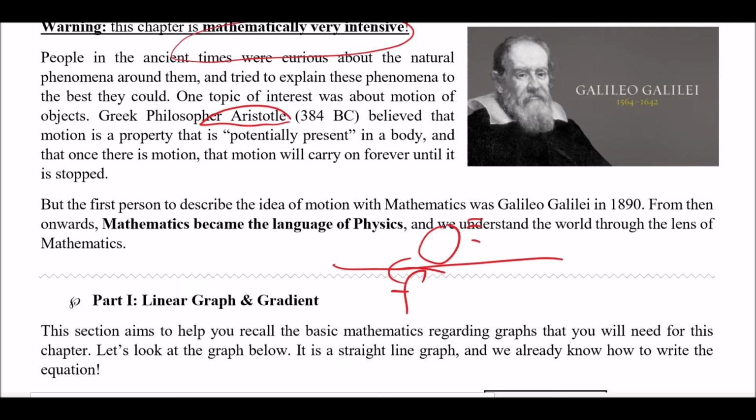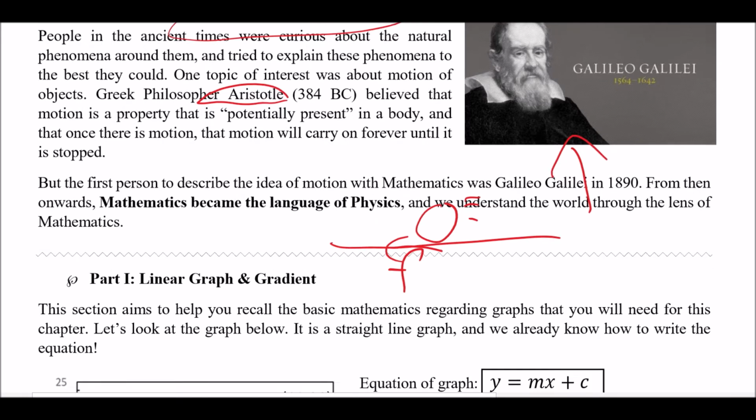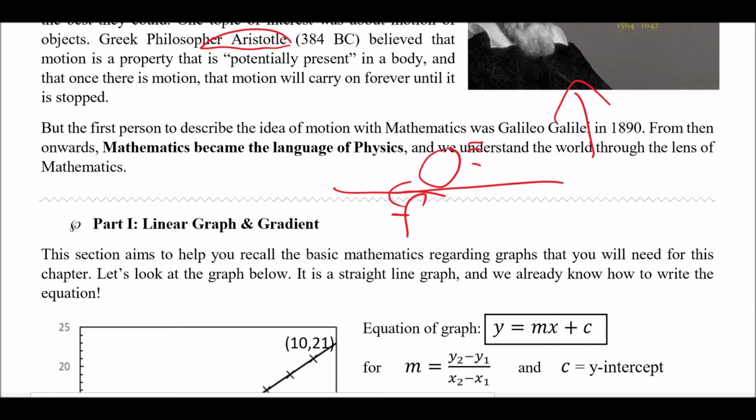But since Galileo Galilei, this man here, in 1890, he married the idea of mathematics and science. So he started describing motion of objects in mathematical form. So from then onwards, physics or science in general is closely tied with mathematics. So this chapter is going to be mathematically intensive.